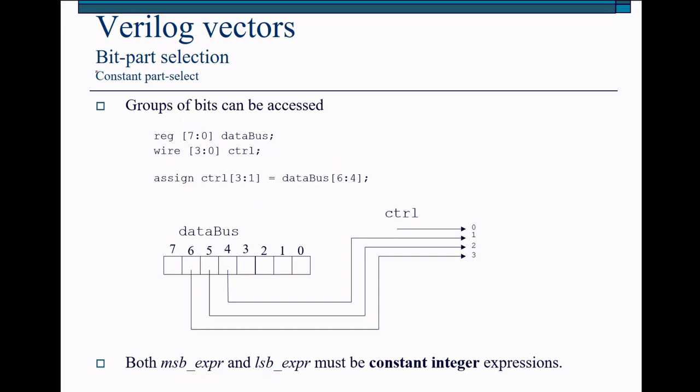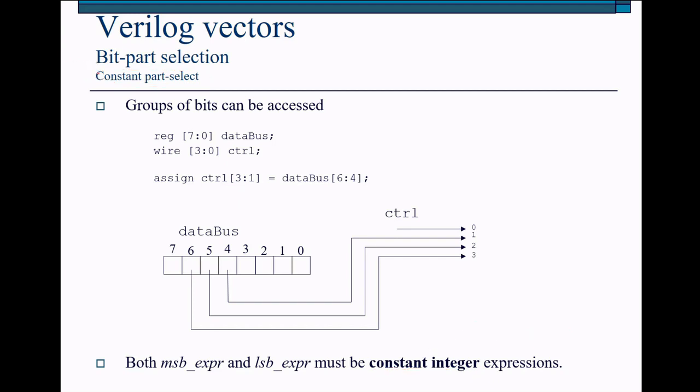There are 2 types of bit part selection. What we're looking at here is what's called the constant bit part. And what this means is that we use constant integer expressions for the most significant and least significant expressions. And what we mean by constant integer expressions is the values for the most significant and least significant expressions are known at compile time. And for us at this point, that means using integer constants for both of these expressions.